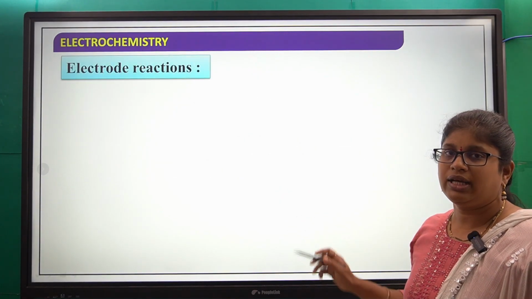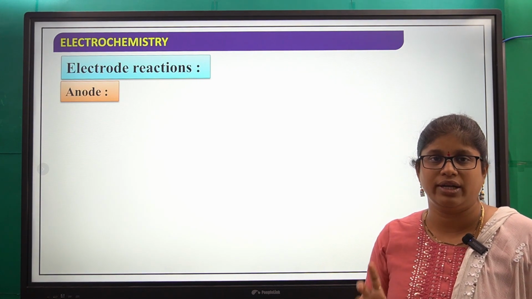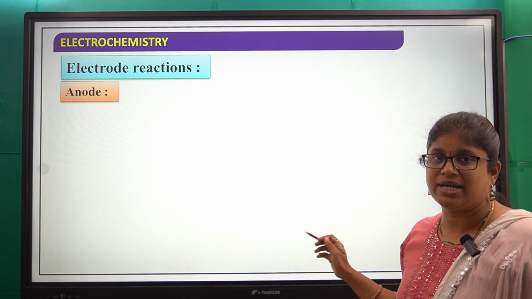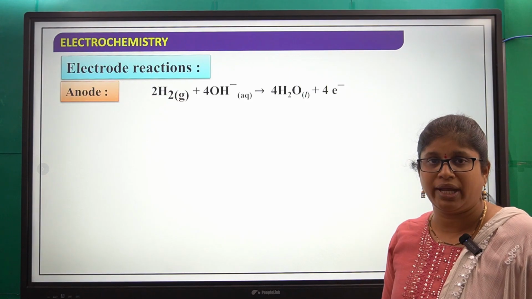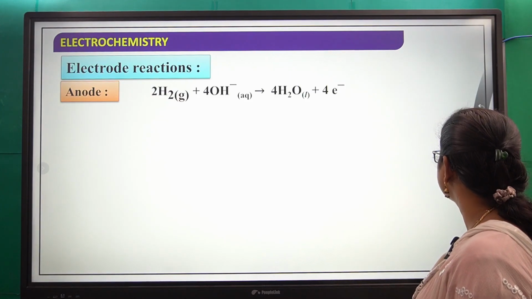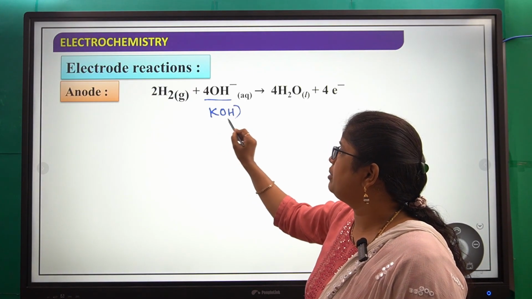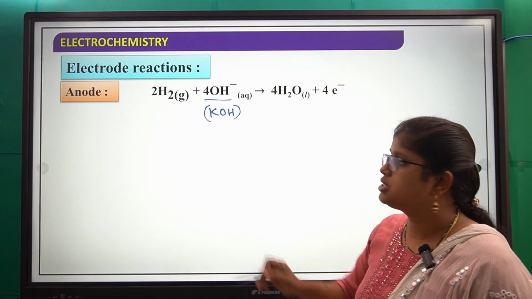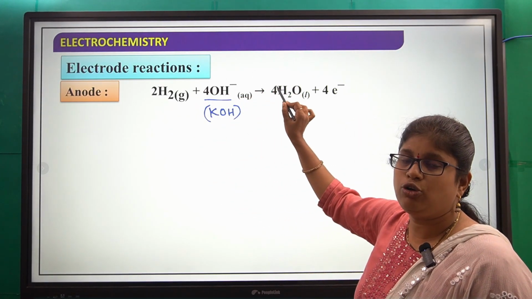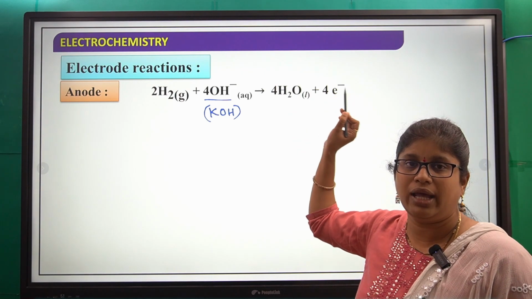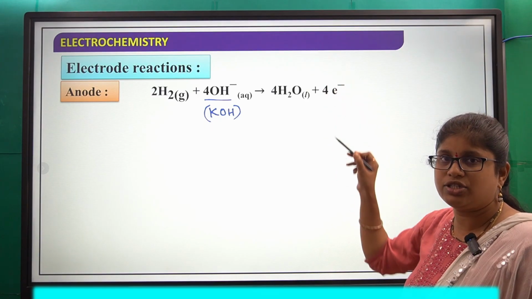Electrode reactions. What are the electrode reactions? We know that this cell contains 2 electrodes, one is the anode, one is the cathode. The anode has a positive charge. So at the anode, hydrogen combines with OH minus ions. From where are we getting these OH minus ions? From the middle compartment KOH. So 2 moles of hydrogen combine with 4 moles of hydroxide ions, giving 4 moles of H2O and 4 electrons. Now these 4 electrons move through the external connection and enter the cathode.